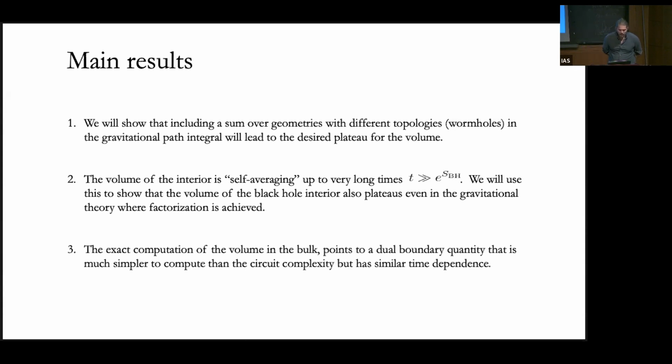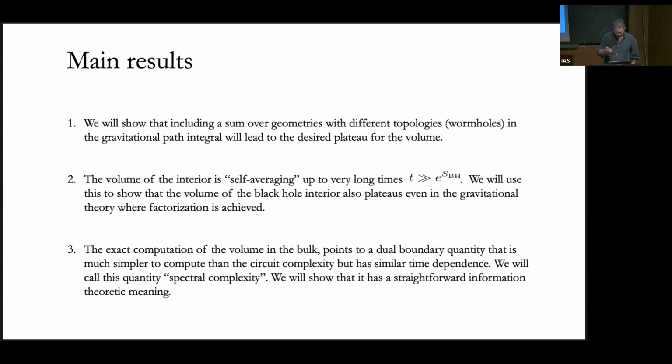The third point is that the exact computation of the volume in the bulk points to a dual boundary quantity that is much simpler to compute than the circuit complexity, but has similar time dependence. As most of you know, and if you were here yesterday, the circuit complexity is an incredibly difficult quantity to compute, especially for a time-independent Hamiltonian. It's desirable to have a quantity that doesn't have the same ambiguities as complexity, and we'll find such a quantity. We'll call this quantity spectral complexity. We will show that it also has a straightforward information theoretic meaning, although we won't be able to directly connect it to circuit complexity.